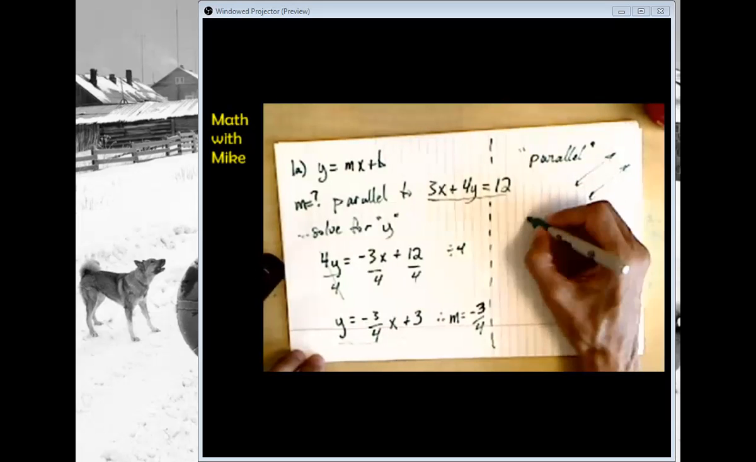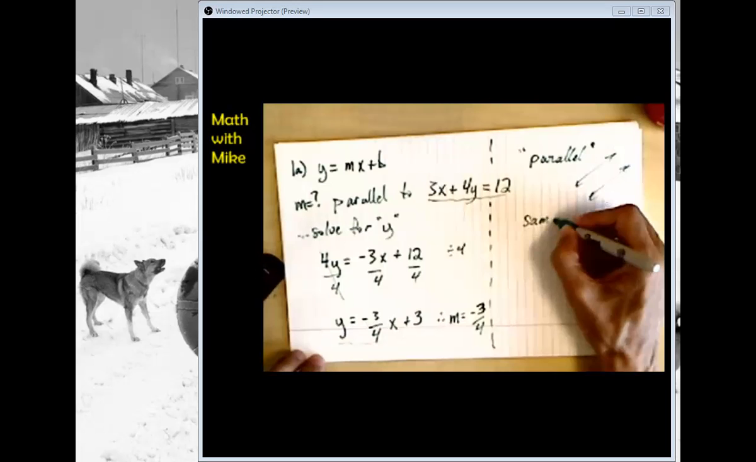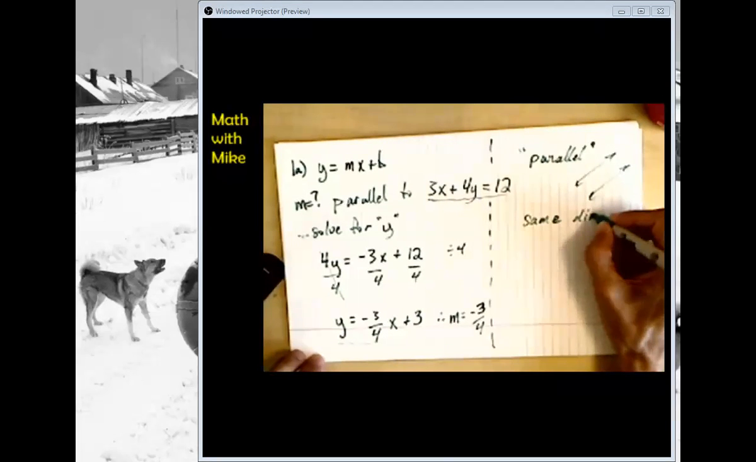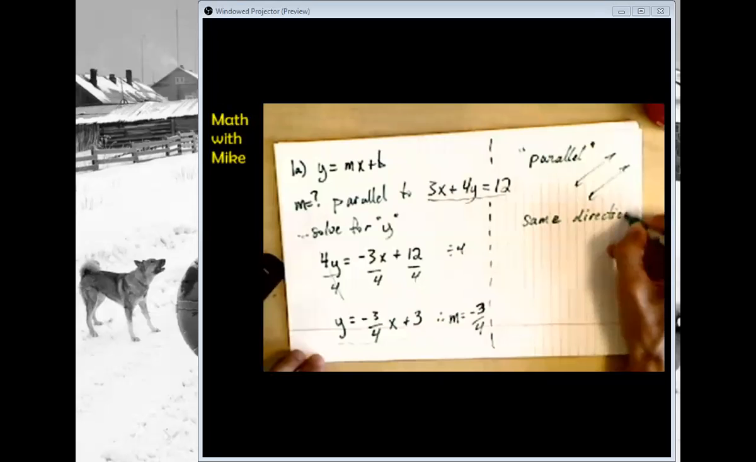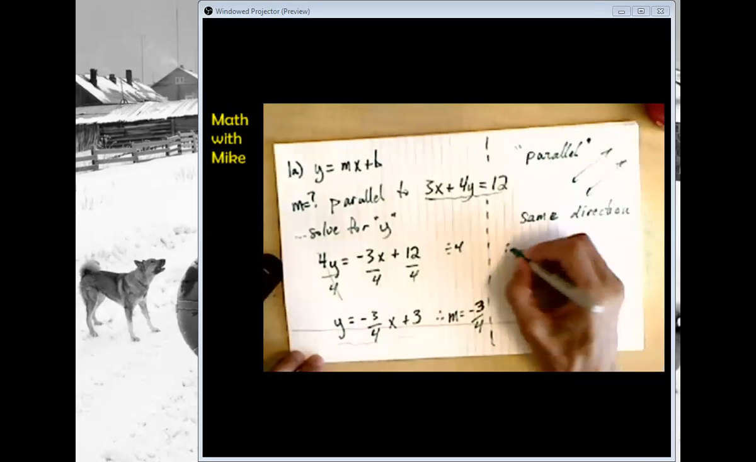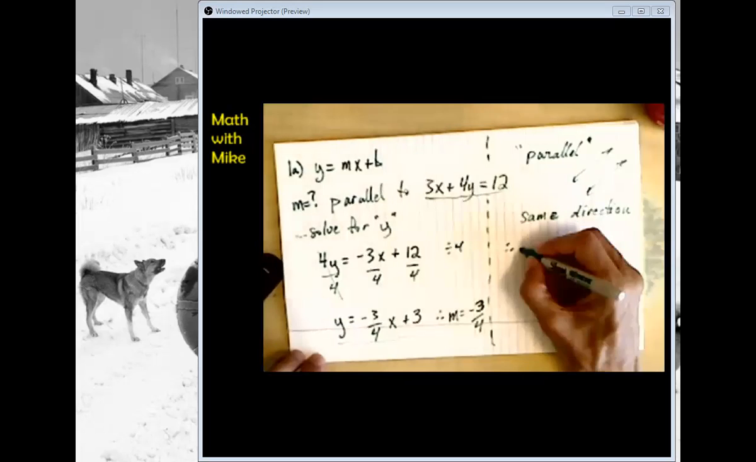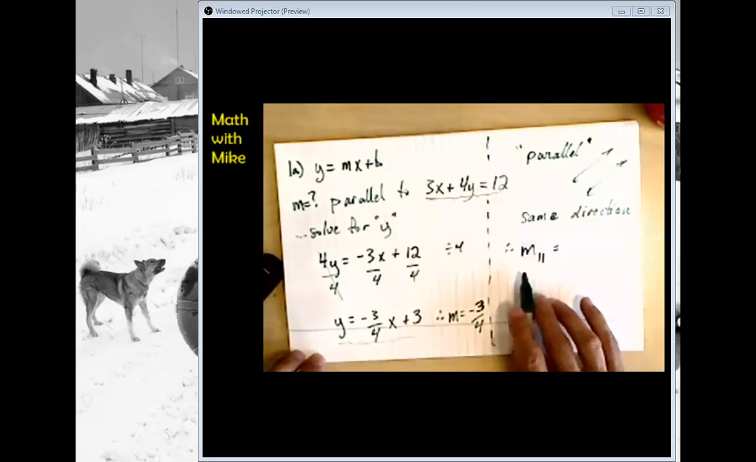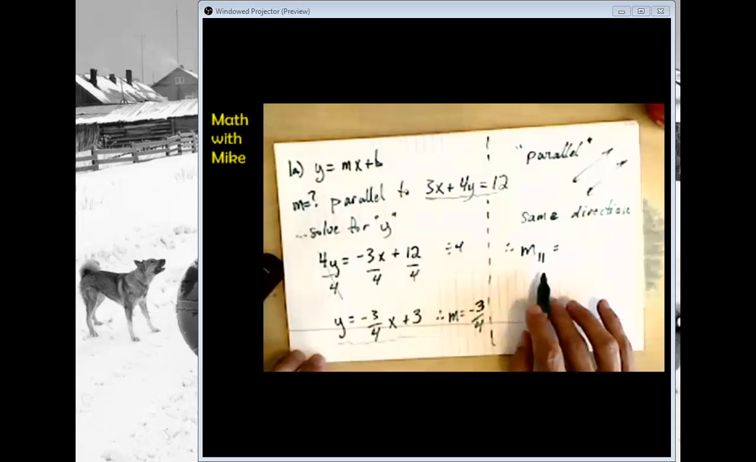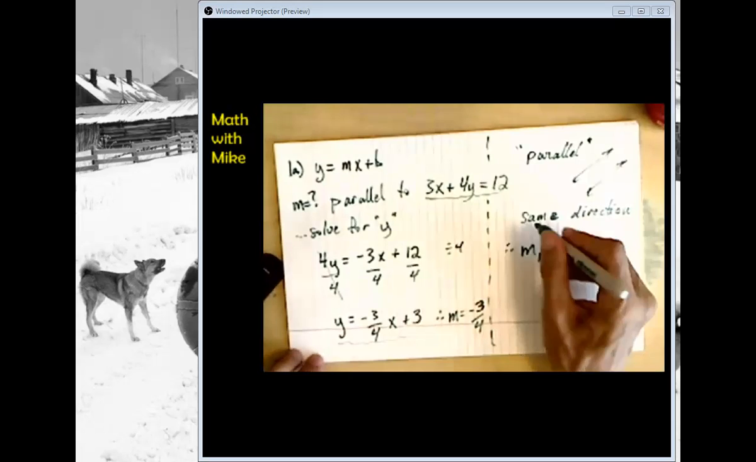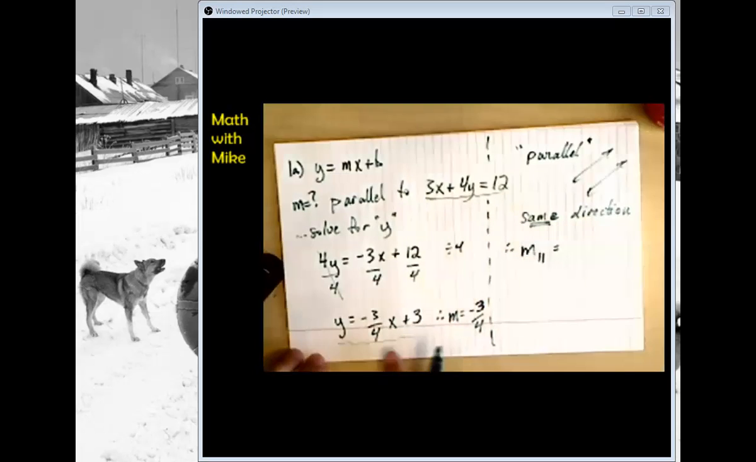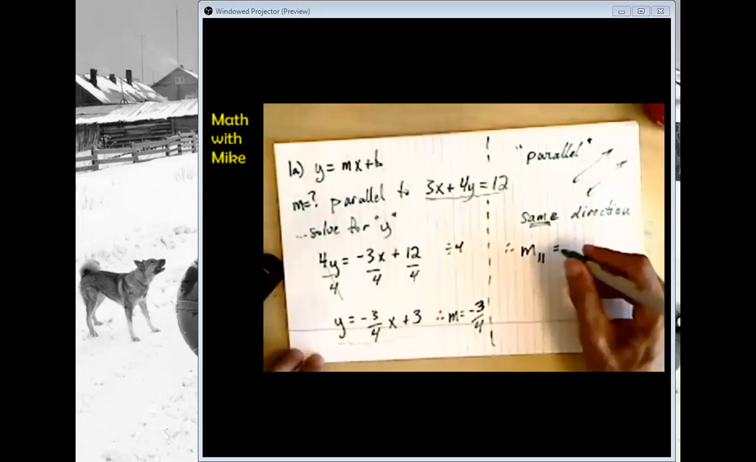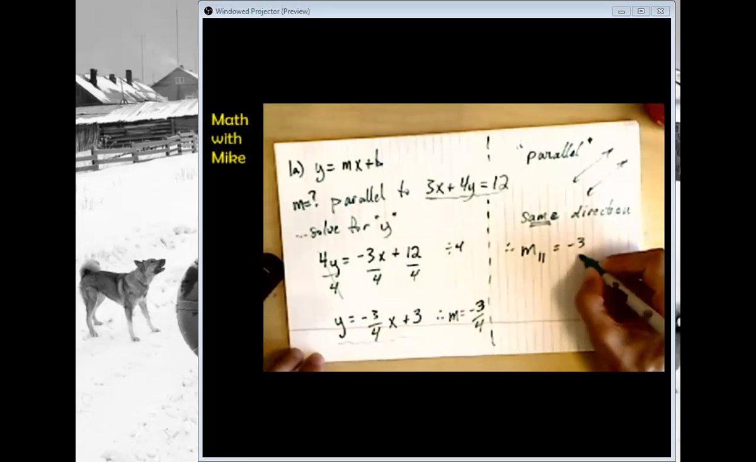So because they have the same direction, therefore the slope that we need, this is the symbol for parallel lines, slope for parallel lines there, is going to be what? Same direction means the same slope. So the slope we need is going to be minus 3 over 4.